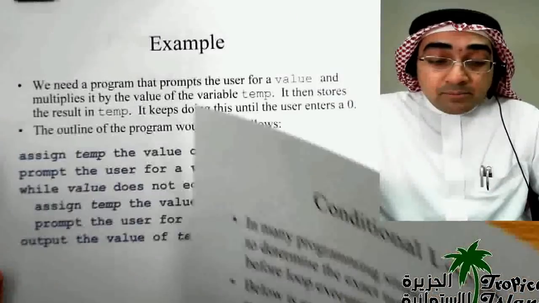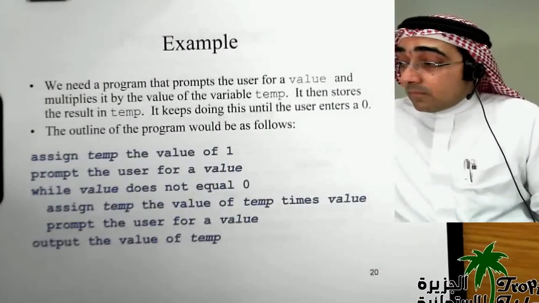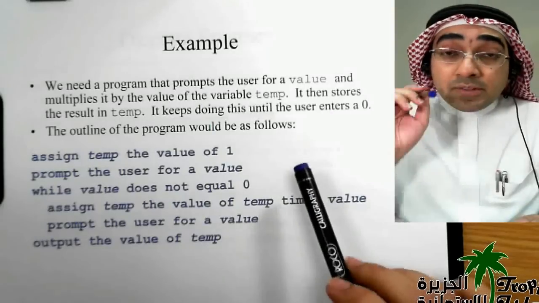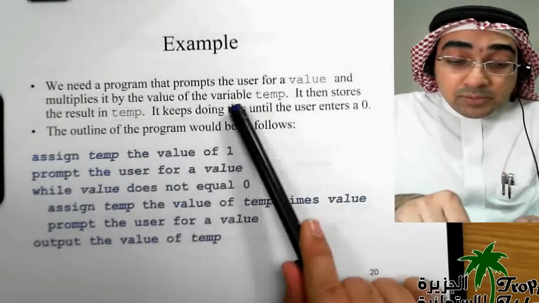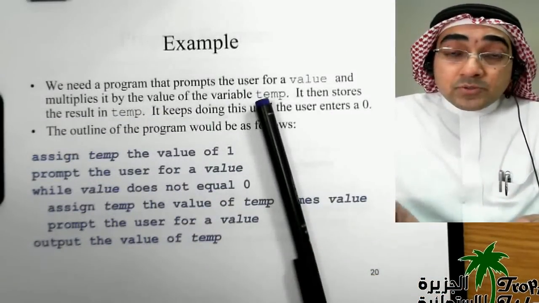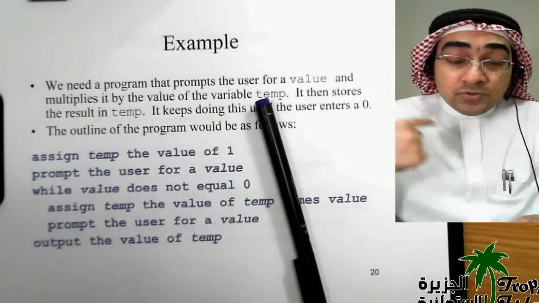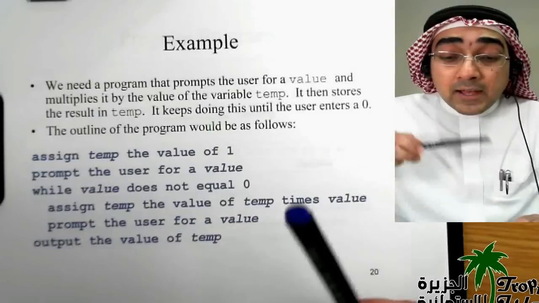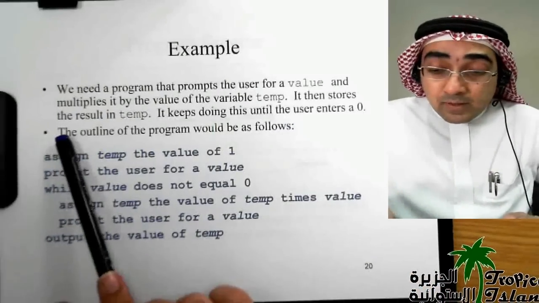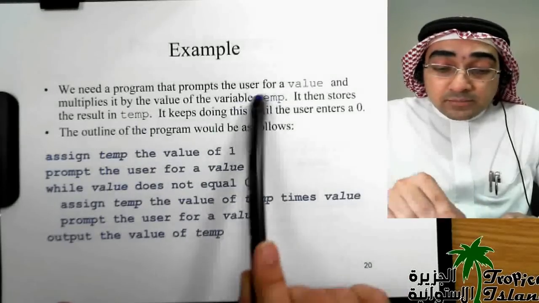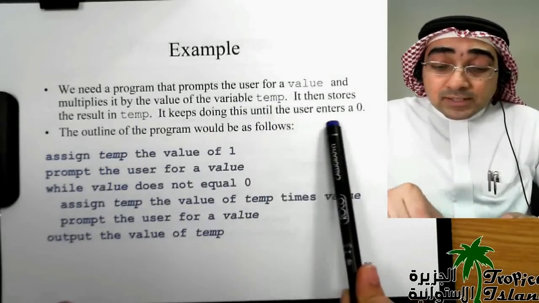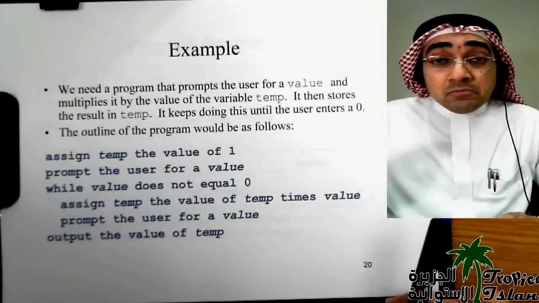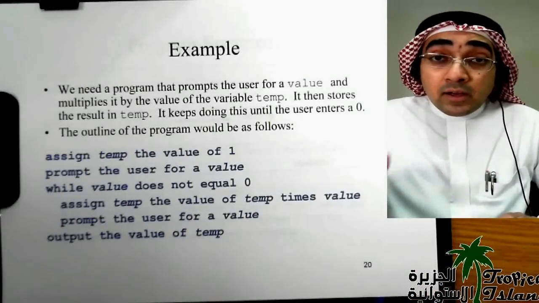An example of this is: we need to write a program that prompts the user for a value and multiplies it by the value of the variable temp. I want to keep multiplying the values that the user is giving me. The user is going to give me his first number, then the second, then the third, then the fourth, constantly giving me numbers. It stores the result in temp. It keeps doing this until the user enters a 0. As soon as the user enters a 0, you stop your program.